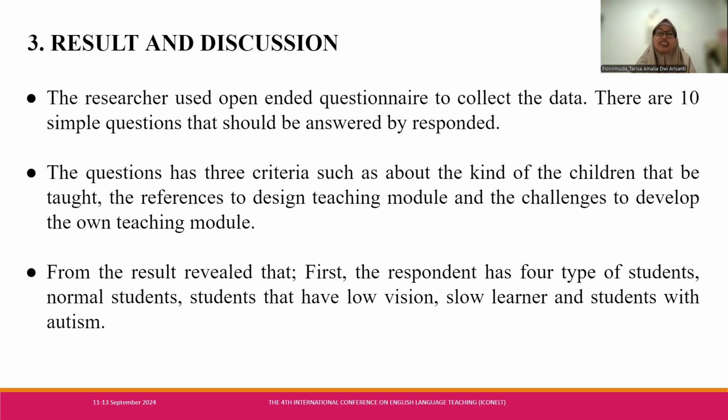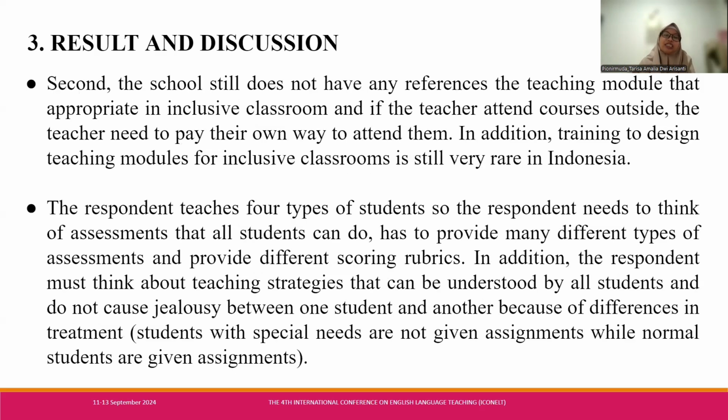The 10 simple questions were grouped into three categories: the kinds of students the teacher teaches, their references to design teaching modules, and challenges to develop their own teaching module. From the research, we found that, first, the respondent has four types of students: normal students, students with low vision, slow learners, and students with autism.